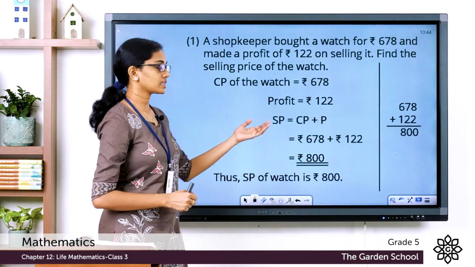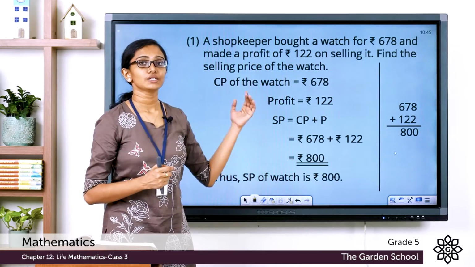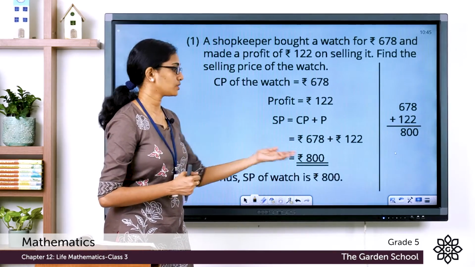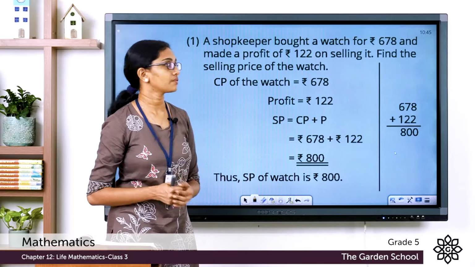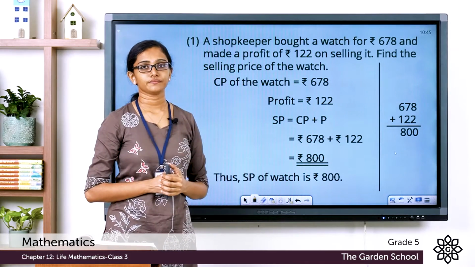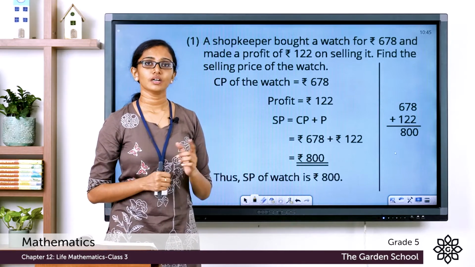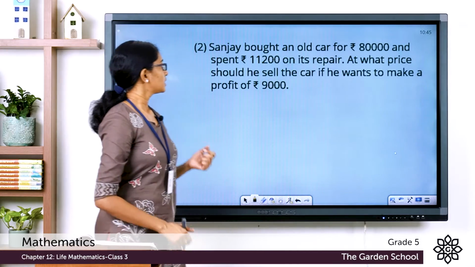So the selling price is 800. The shopkeeper sold the watch at 800 rupees and made a profit of 122 rupees. So I hope this question is clear to you. Now let's move on to the next question.